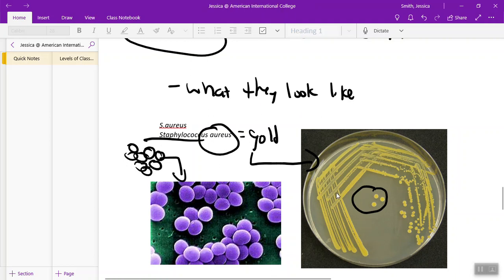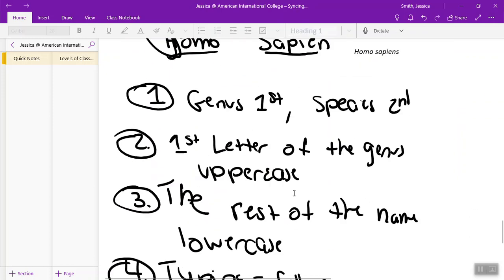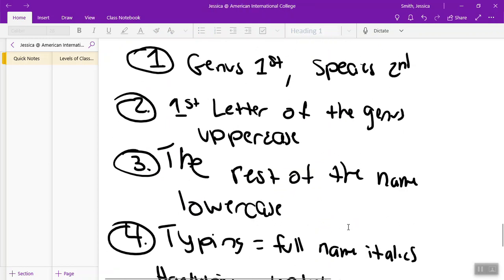All right guys, I hope this helps, and please don't forget these very important rules about how you write the name of organisms, because from here on out you will lose a point if you do it incorrectly.